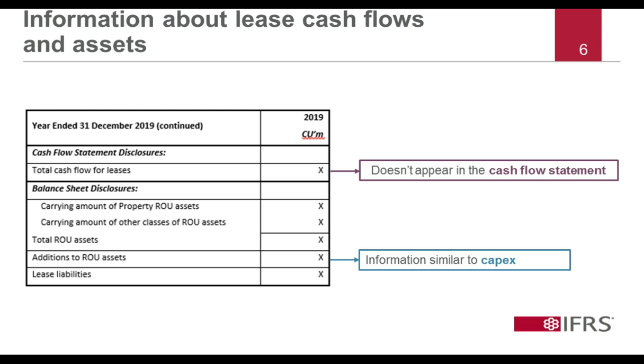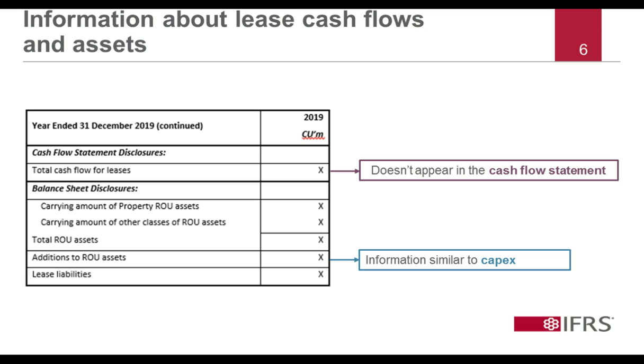That disclosure is there so that users of financial statements have comparable information about the amount being invested in new leases and in new owned assets. Great, thank you. Now, the only two items on this slide that we haven't mentioned are the carrying amounts of right-of-use assets and the carrying amount of lease liabilities.